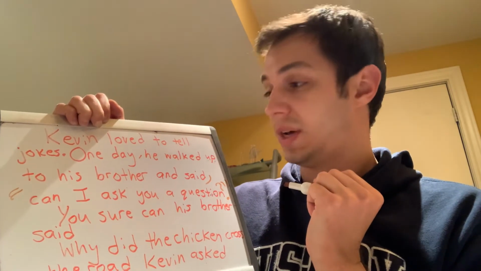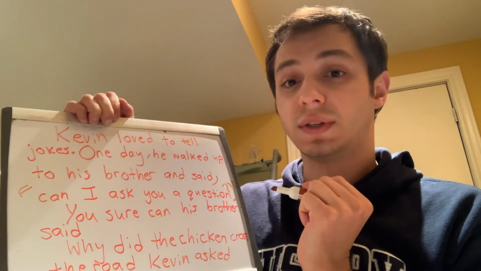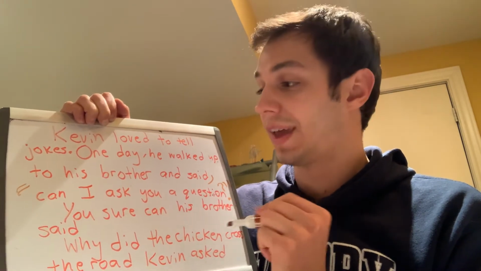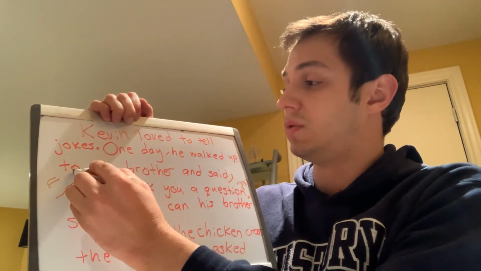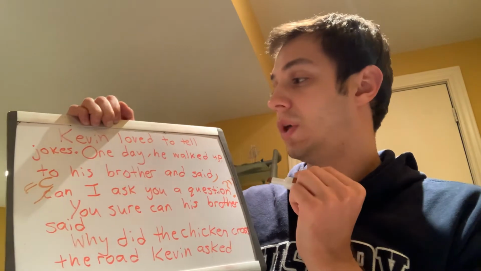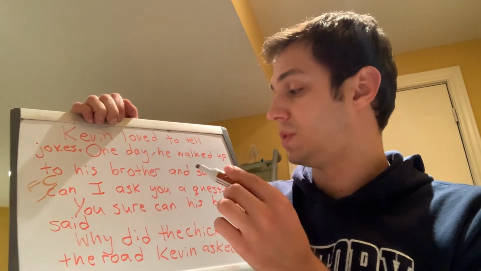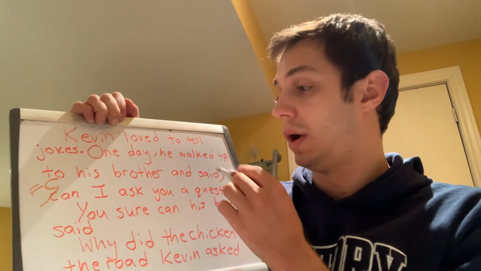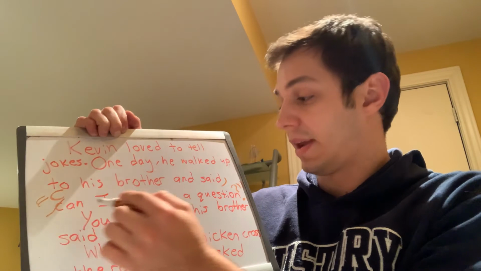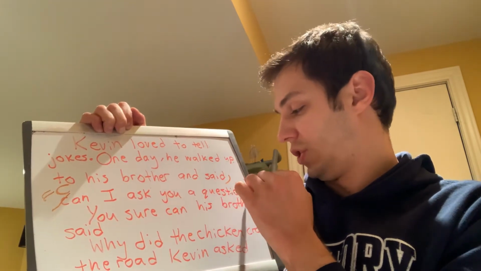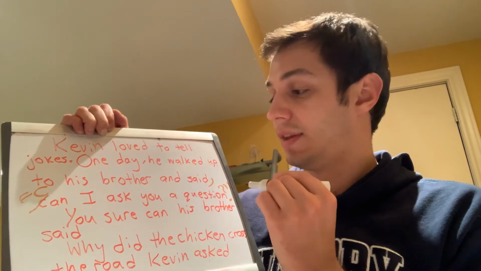We're almost done, except the last thing I need to change is that the exact words somebody said need to begin with a capital letter. So I'm going to change this lowercase c into an uppercase C. Now the sentence should say, one day he walked up to his brother and said, comma, quotation mark, capital C, can I ask you a question? Question mark, closing quotation mark. Then we're going to look at the next sentence.